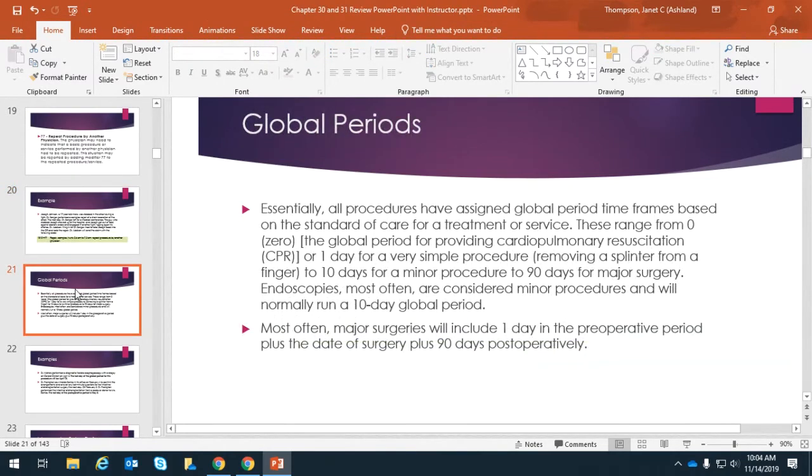That's only if they're doing the exact same procedure. With a different physician.